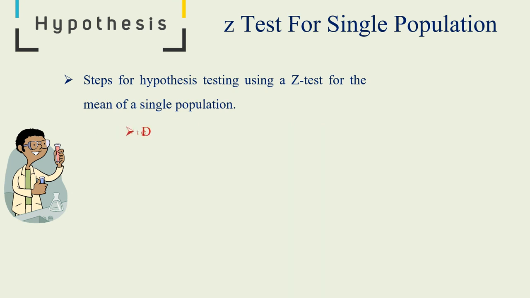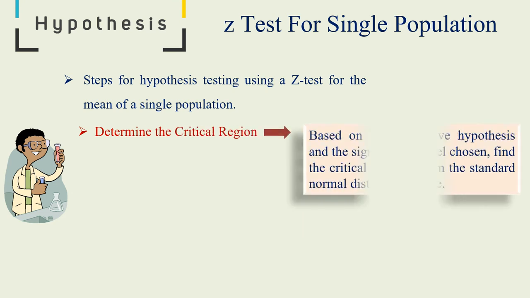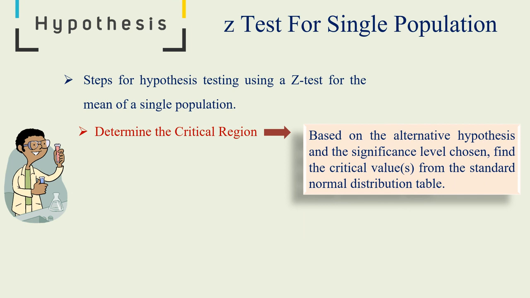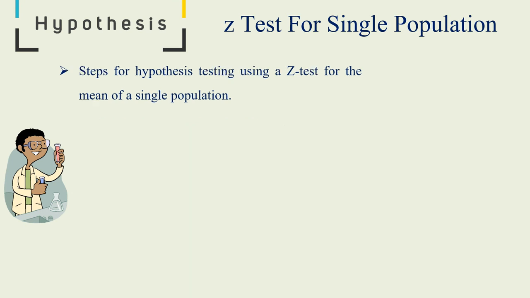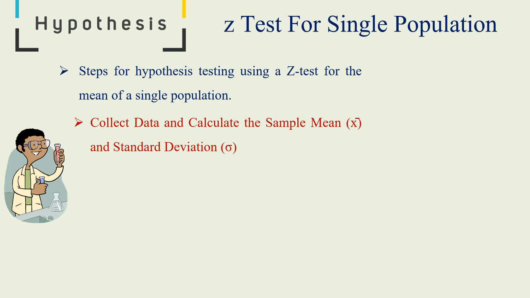Third step is, determine the critical region. Based on the alternative hypothesis and the significance level chosen, find the critical value or values from the standard normal distribution table. Fourth step is, collect data and calculate the sample mean and standard deviation. Collect a sample from the population and calculate the sample mean and the sample standard deviation.